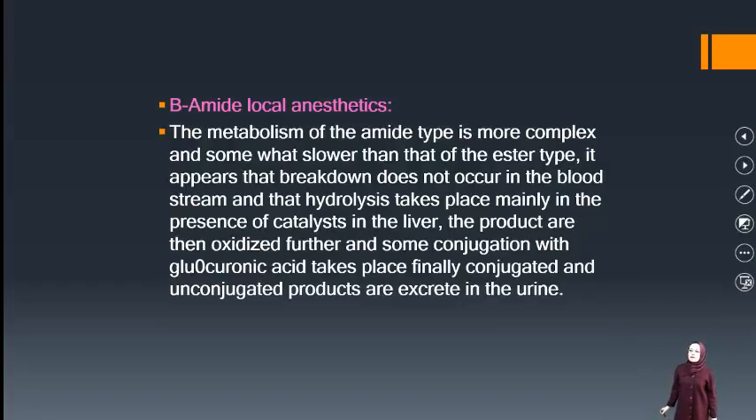B. Amide local anesthetics. The metabolism of the amide type is more complex and somewhat slower than that of the ester type. It appears that breakdown does not occur in the bloodstream and that hydrolysis takes place mainly in the presence of catalysts in the liver. The products are then oxidized further and some conjugation with glucuronic acid finally takes place. Conjugated and unconjugated products are excreted in the urine.